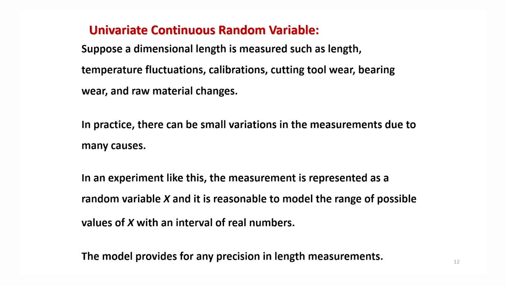Now I come to the continuous random variable. Suppose the length or temperature fluctuation or calibration, cutting tool wear, bearing wear, etc., have to be measured, right? And they are going to be measured in some units. For example, the temperature fluctuation can be in degree centigrade or degree Fahrenheit. Whereas for cutting tool wear, that means when you are using an equipment, it gets distorted. How much it has been distorted after being used can be measured in some units, like how much material is reduced in grams or volume, etc.